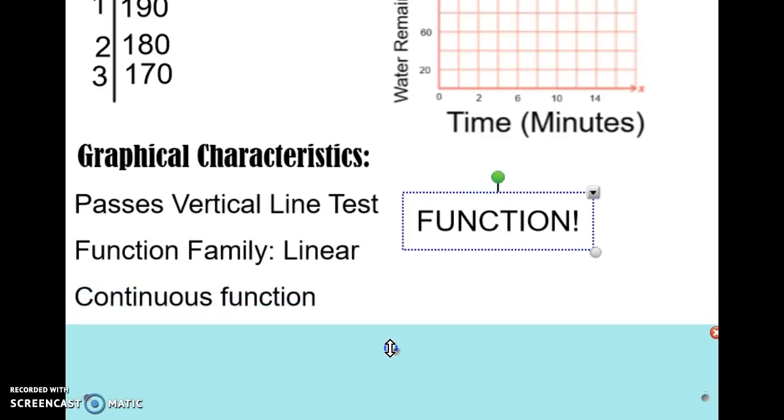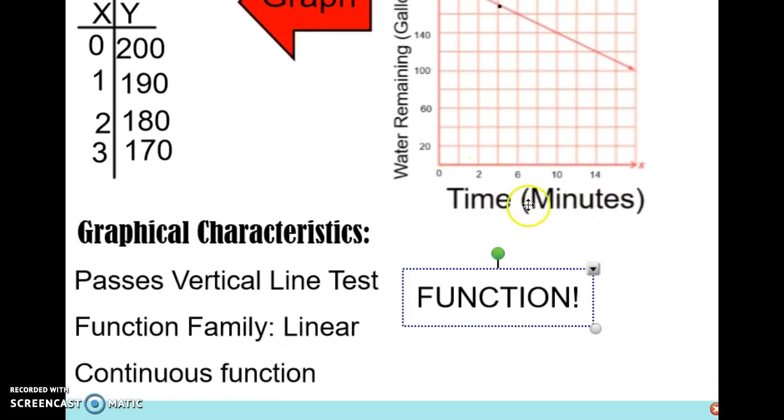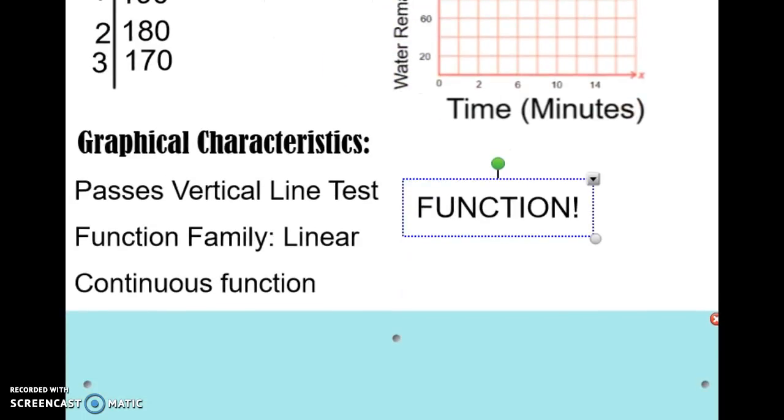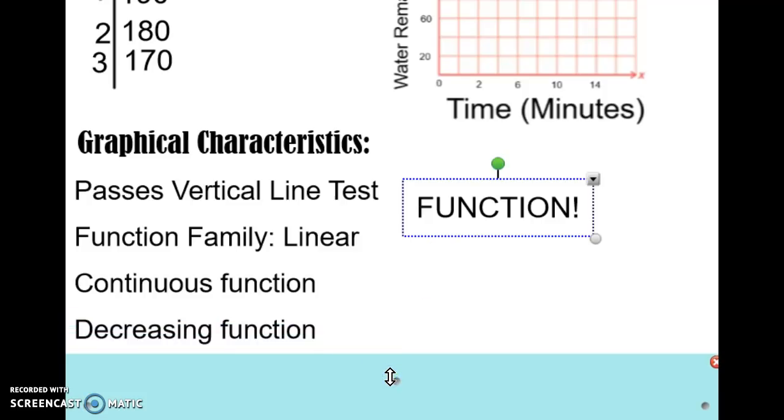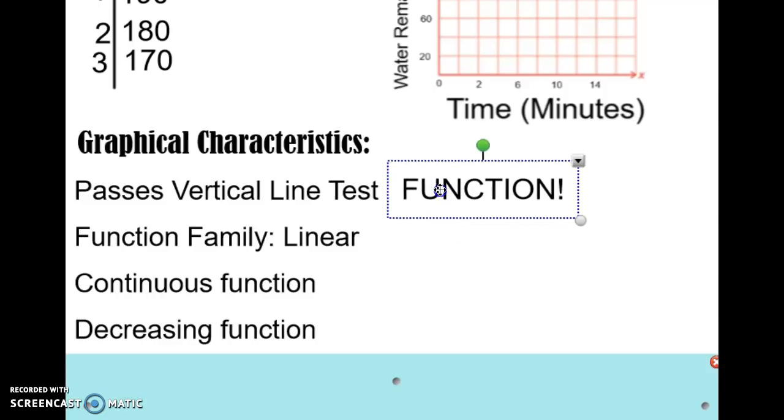All right, this is a continuous function because, if I scroll back up here, time can be represented in fractional units and same with gallons. Because both those units can be fractions, it's continuous, which is why I connected the points. And lastly, it's a decreasing function. On any summative assessment, you would be expected to use the vertical line test to determine if something's a function, tell me the function family, tell me if it's continuous or discrete, and tell me if it's an increasing, decreasing, or constant function. We'll talk about constant in class a little bit later.